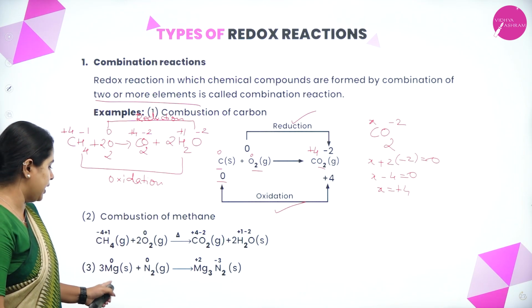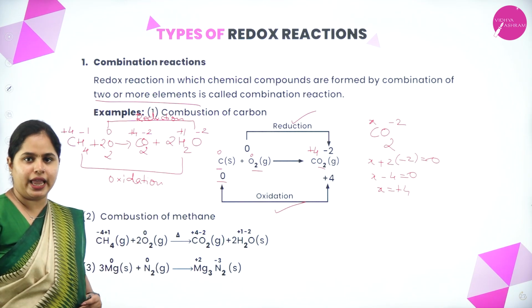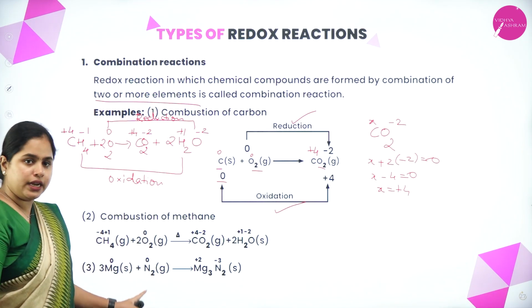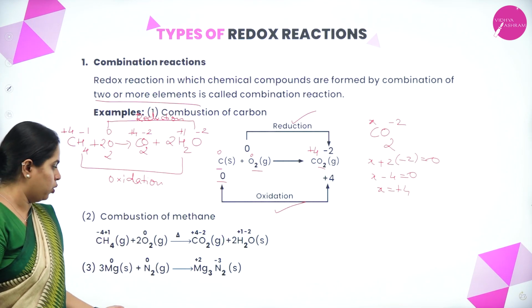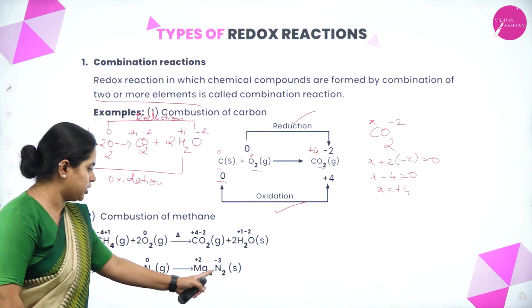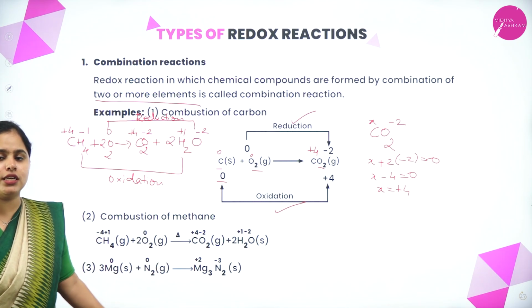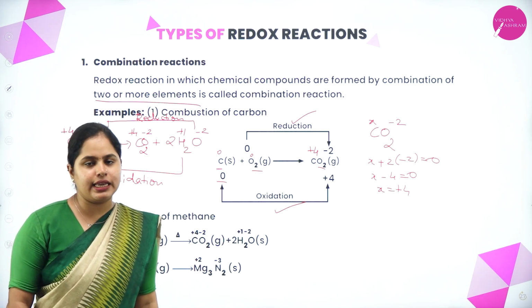And the last example, 3Mg plus N2 giving Mg3N2. So here also magnesium, it's in elementary state, so it is 0. Nitrogen also N2, so it is 0. And here if we calculate, nitrogen is -3 and magnesium will be +2. Magnesium, we already know it is +2 because it is an alkaline earth metal.